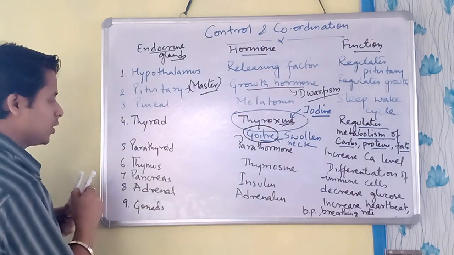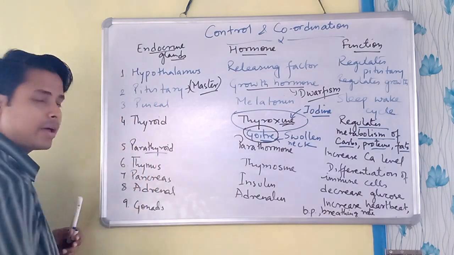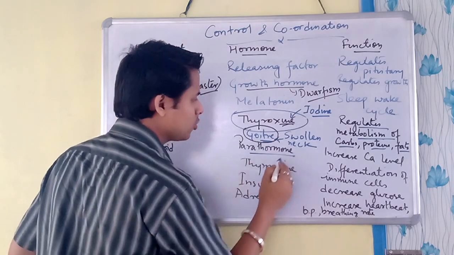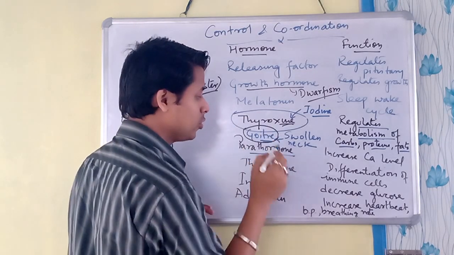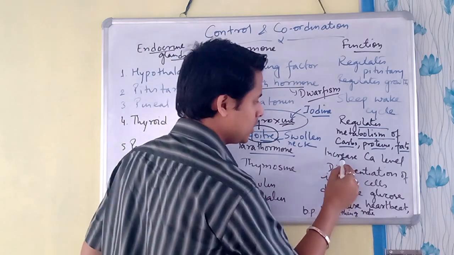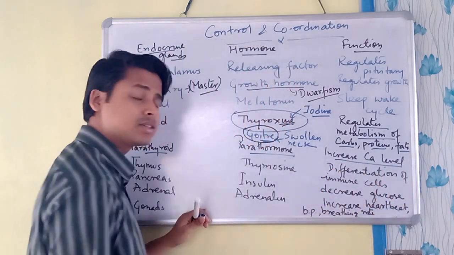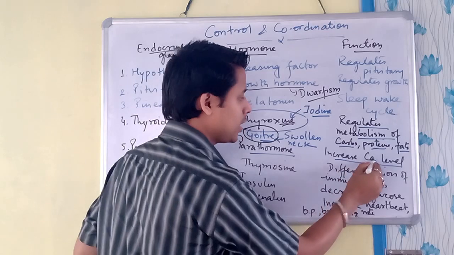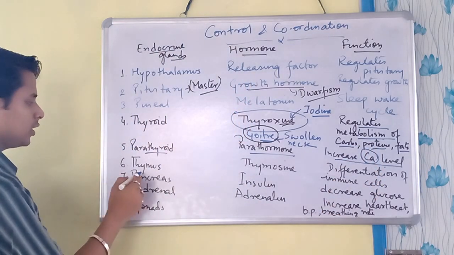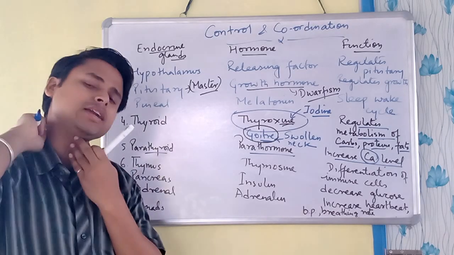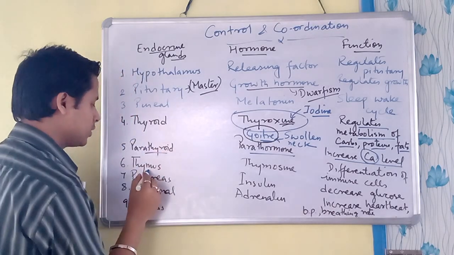Now we will see the next one, the parathyroid. Parathyroid gland is releasing parathormone hormone, and it has the role of increasing the calcium level. It increases the calcium level in the body, right? Another organ, the parathyroid, is just behind the back of the thyroid gland.